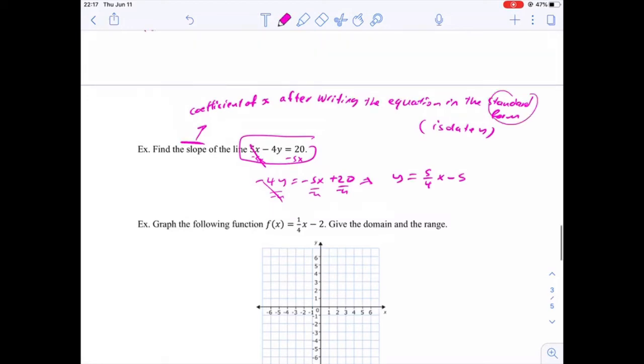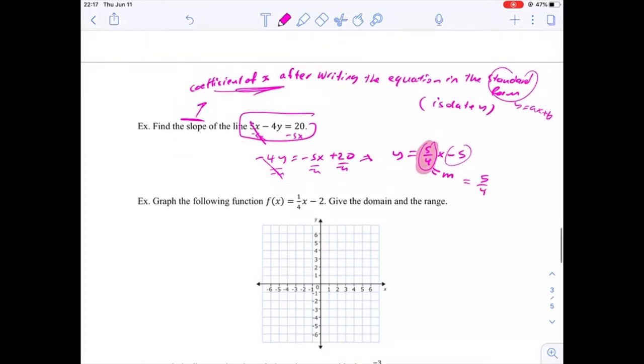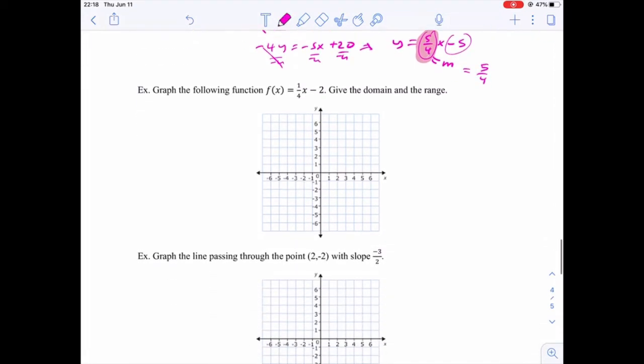I mean by the standard form, y equals ax plus b. And actually this is written in this form. This is a and this is b. Now the coefficient of x is this. This is the coefficient of x. This is the slope. This is m. So m equals 5/4. So we need to write the equation first. If it's not already written in the standard form, we need to write it in the standard form, and then we determine the coefficient of x. That will be the slope.